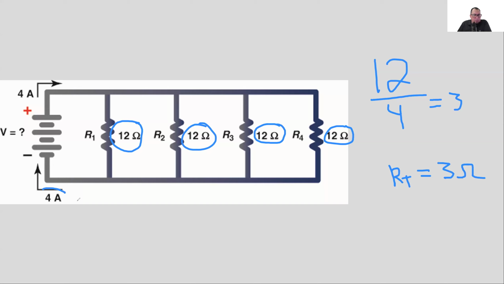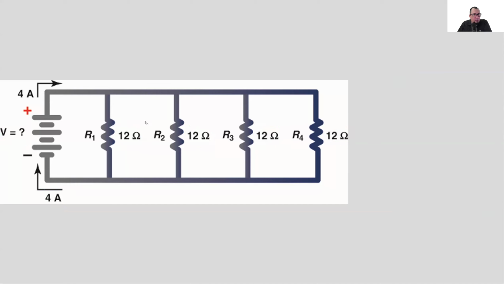Our amps is given, which is 4. So IT equals 4 amps. Can we figure out the E pretty easily? Yeah. 3 times 4 will give us 12 volts. And that's what we're looking for in this circuit here, our voltage. All right. That was a very simple one, I think. Let's go to the next one.